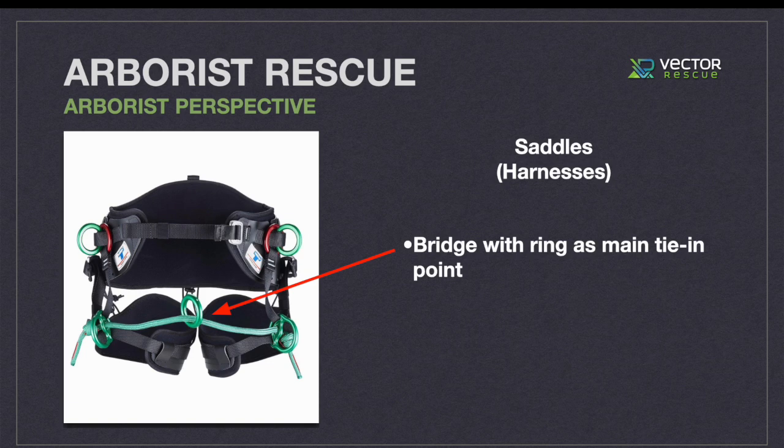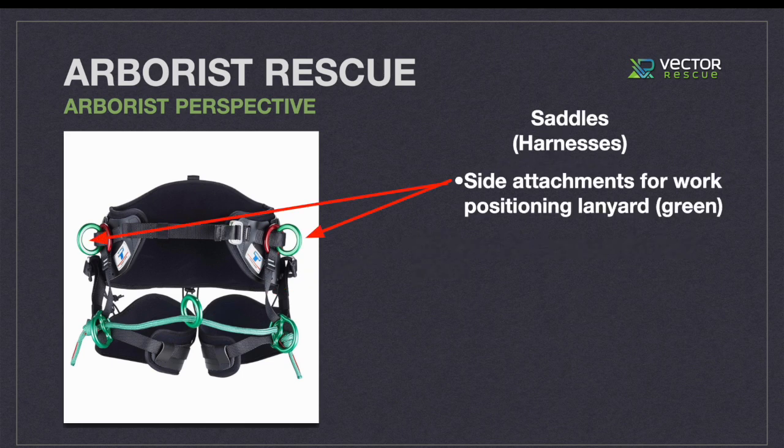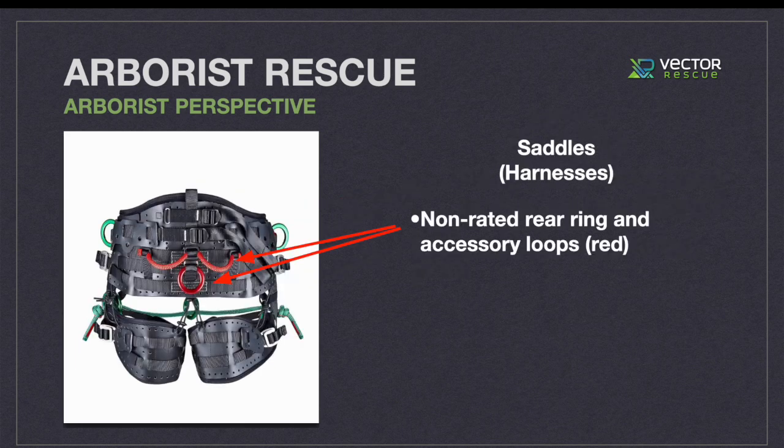This harness has color-coded attachment points for life support. So this harness has a ring built onto the bridge, which is the primary tie-in, and you'll see the lateral work positioning attachments and the work positioning attachments on the leg loops are all green. This is this product only and not standard in the industry. If we look at the back of this harness, they've made these 2 accessory loops red because they're not rated for life support, as well as that haul ring on the back. But again, there is no standard in the industry.